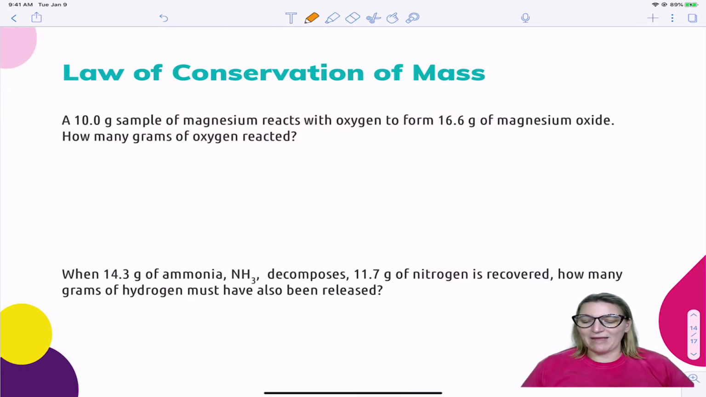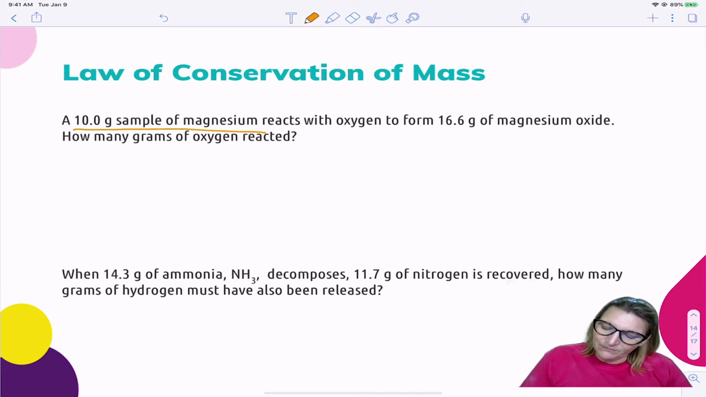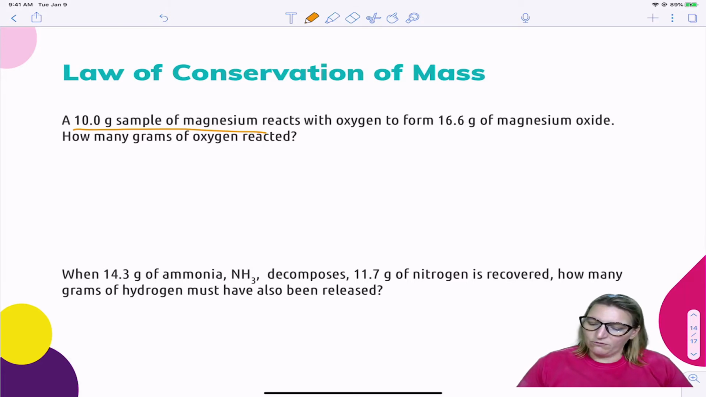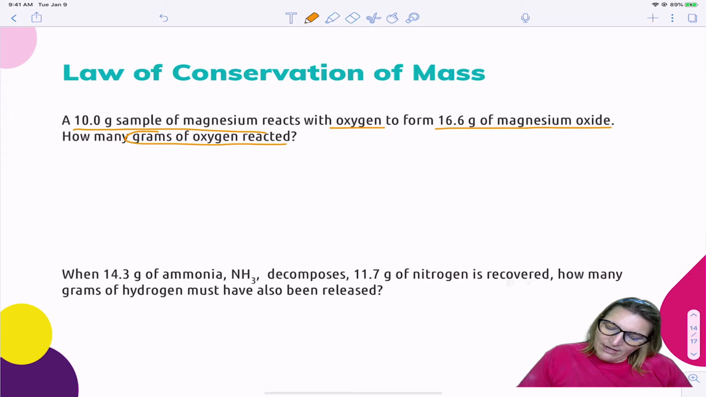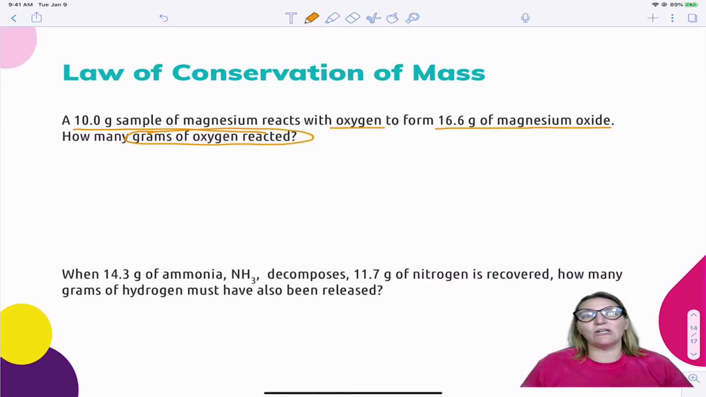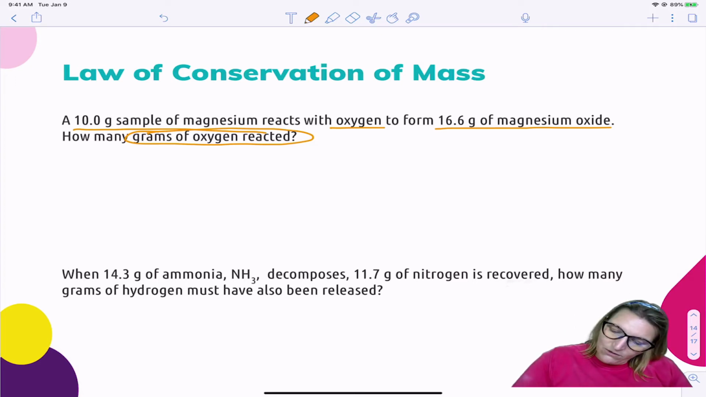So let's take those concepts and then apply them to these two problems. A 10-gram sample of magnesium reacts with oxygen to form 16.6 grams of magnesium oxide. How many grams of oxygen reacted? So read through the problem once. Then read through it again with the circle the do and underline the clue. So a 10-gram sample of magnesium, that seems like that's a clue, reacts with oxygen to form 16.6 grams of magnesium oxide. That's another clue. And then how many grams of oxygen reacted? That's the do. That's what I need to do. So I circle that. Now I write the formula. The formula is simply the mass of the reactants.